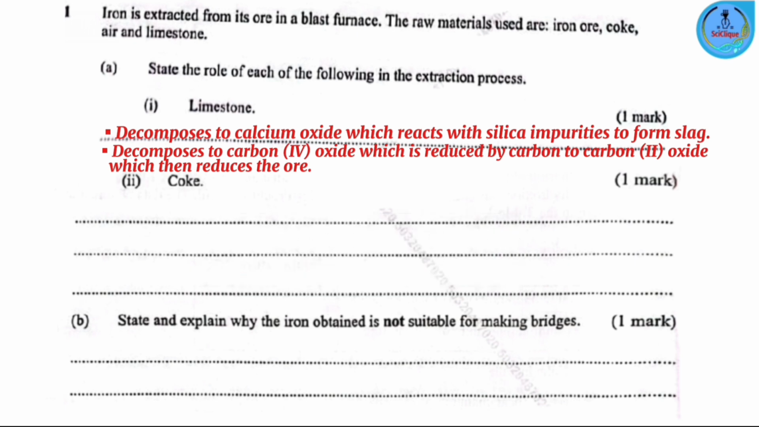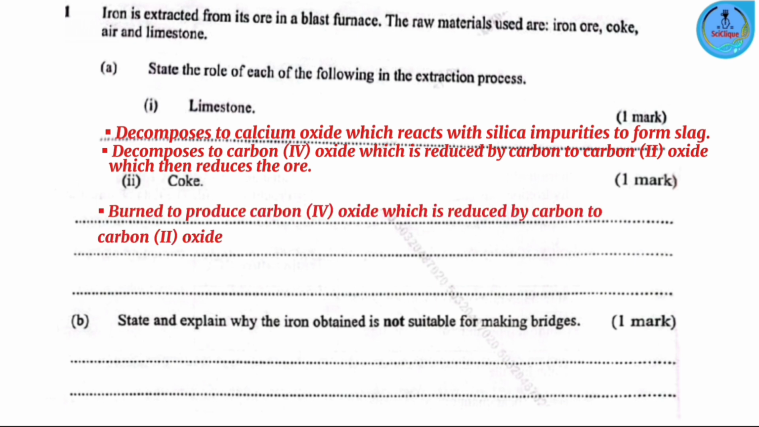Now, let's proceed to Roman 2, coke. Coke is simply carbon. So the carbon is burned to produce carbon 4 oxide, which is then reduced to carbon 2 oxide and is used as the main reducing agent.